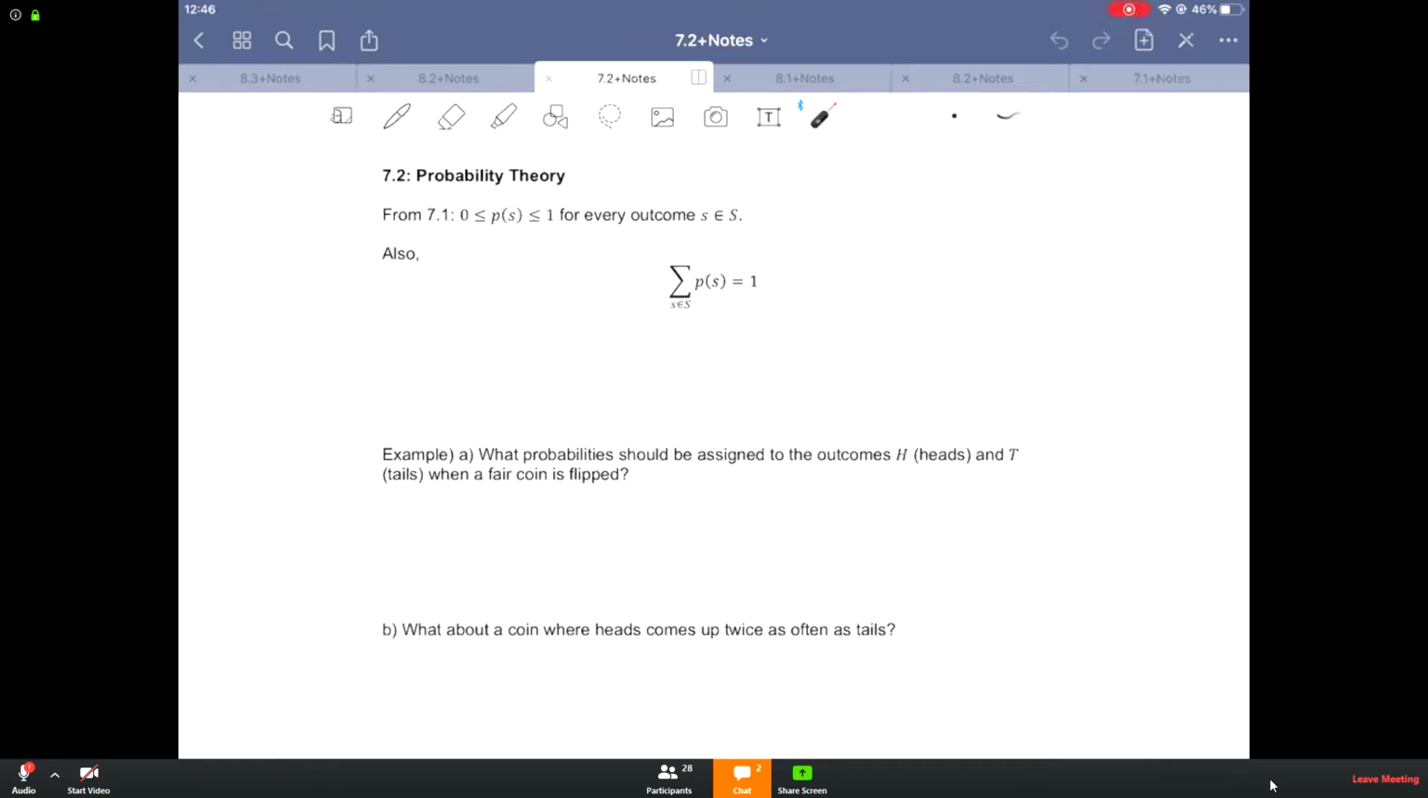All right, so 7.2, so some more probability. Okay, so from 7.1, we learned that the probability of something happening has to be between 0 and 1. Right? 0 being impossible, 1 being for certain. It can't be anything less than 0, it can't be anything greater than 1. Okay. What we also know is that the sum of all these outcomes has to be 1.